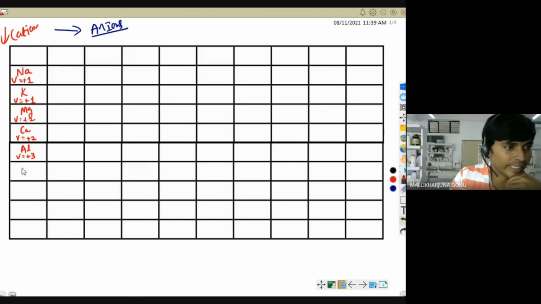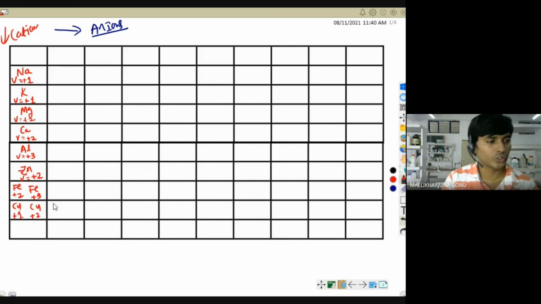Aluminum and iron you take, zinc you take, zinc valency plus 2. Iron, two are possible. One is plus 2 valency, another plus 3 valency. Copper, valency plus 1 is possible, copper plus 2. So these two formulas you have to write. Copper 1 के साथ क्या form होगा, copper plus 2 के साथ क्या form होगा, all these things.